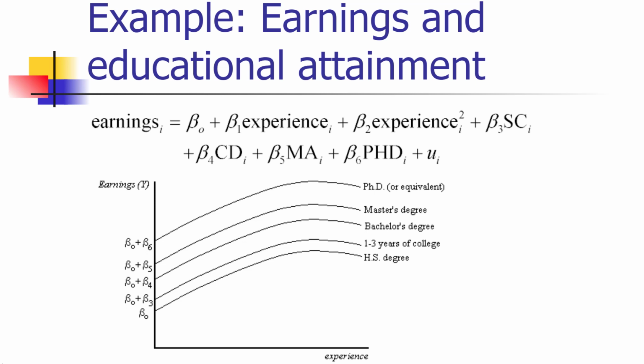So this equation allows us to represent the earnings profile of individuals with alternative levels of educational attainment, and each one of those dummy variables represents the impact of that level of education compared to the excluded category of a high school degree.